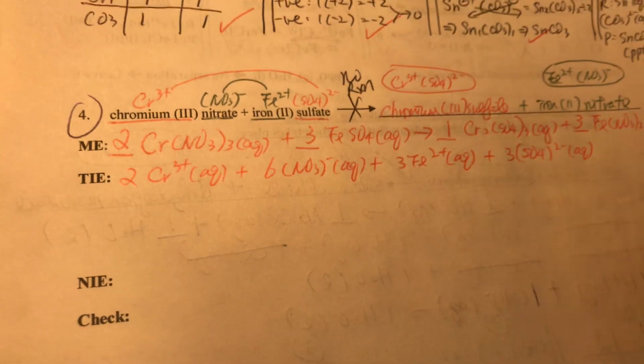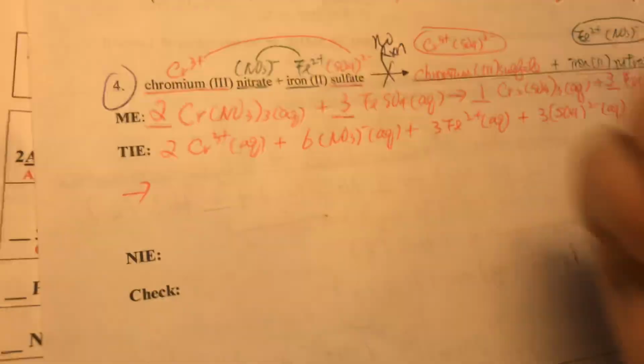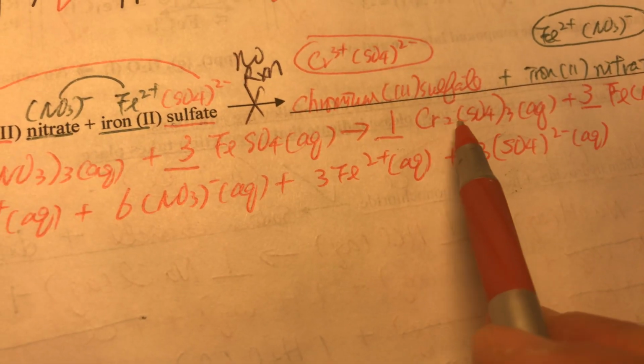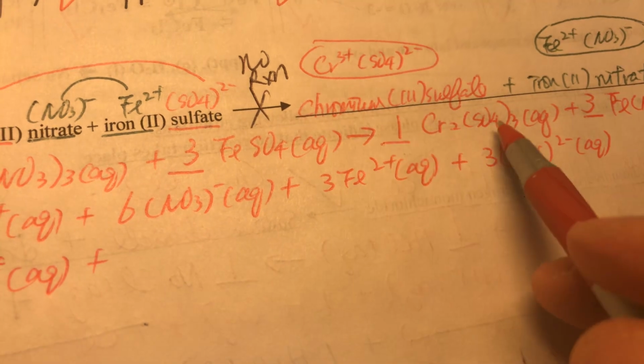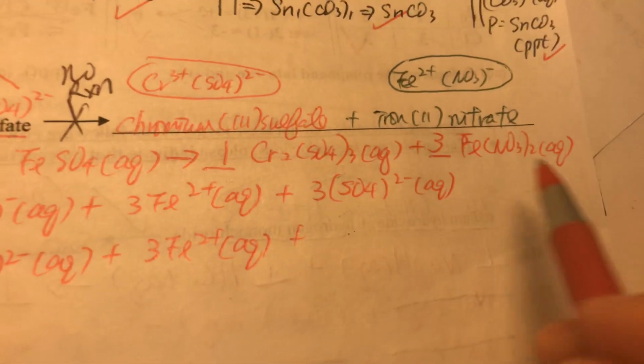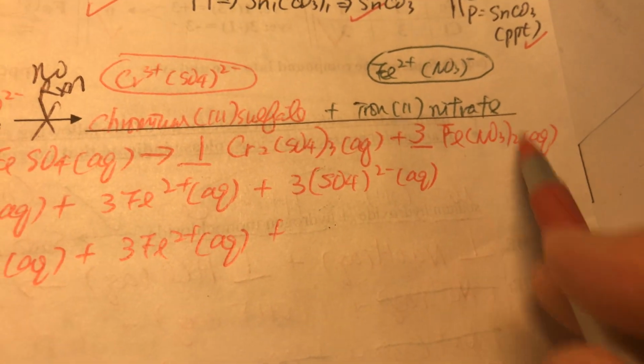Okay, so this is the top part, the left side. The right hand side, we also have to separate them. So 2 Cr3+ (aq) and 3 SO4 2-. And 3 Fe2+. And 3 times 2, 6 nitrate.